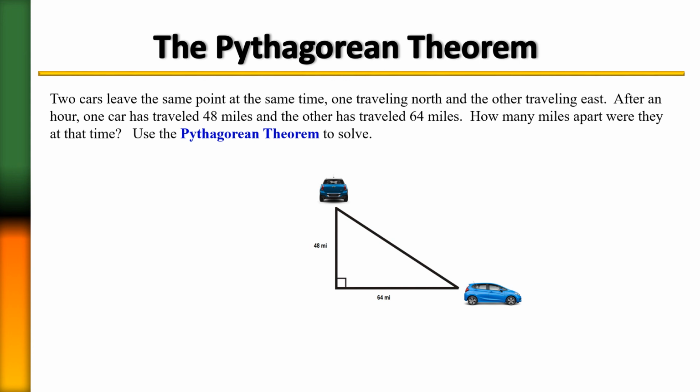So we want to know the distance here between them, which is your hypotenuse side. So again, we don't know C. We know A, we know B, but we don't know C. So let's plug in those values so we can solve for C. So go ahead and get your calculators out and type in 48 times 48 and then 64 times 64. You're going to get really large numbers there for these. Next, add those large numbers together.